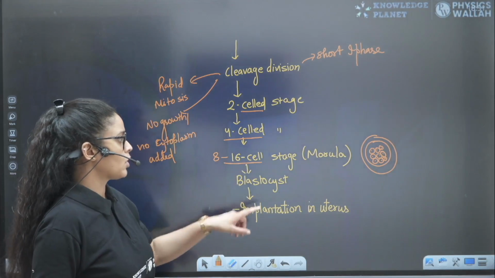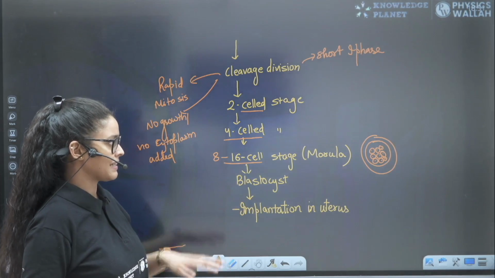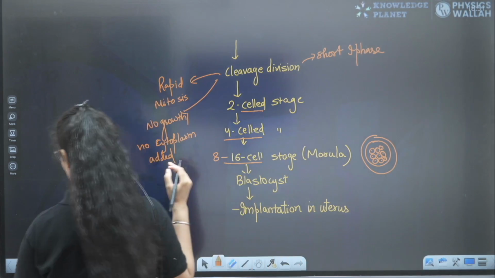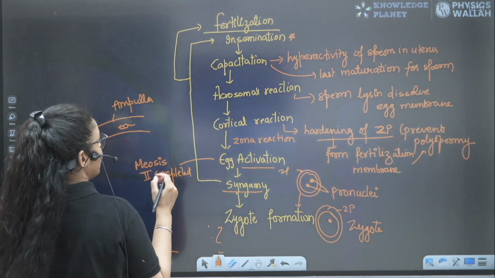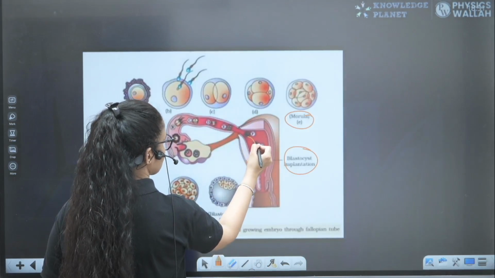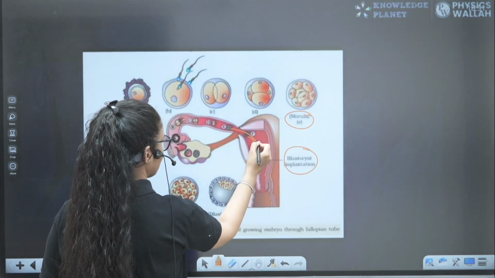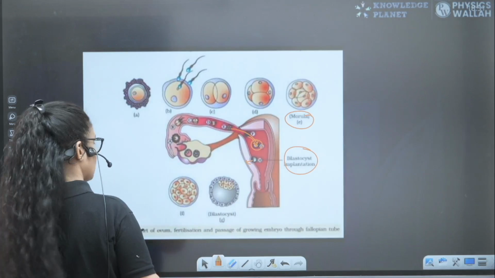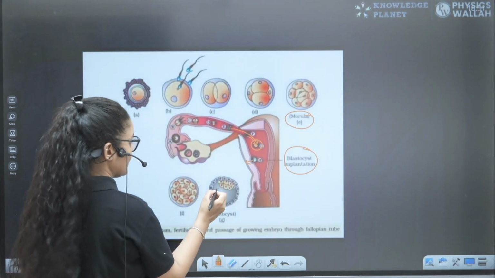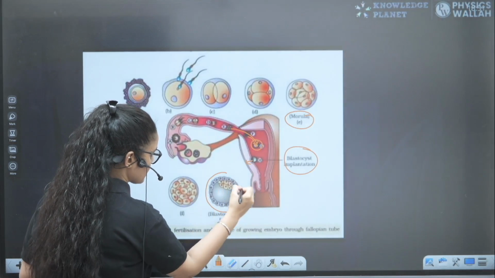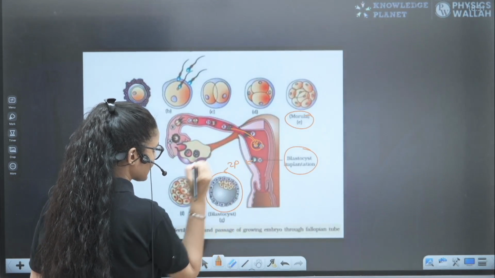After morula, it will increase its cell size. By the time it reaches the 16 cell stage, it comes down into the uterus, right? So morula from the fallopian tube comes to the uterus and finally converts into blastocyst. So how does blastocyst look like? Cells are arranged in this way. Blastocyst has this zona pellucida intact around it.